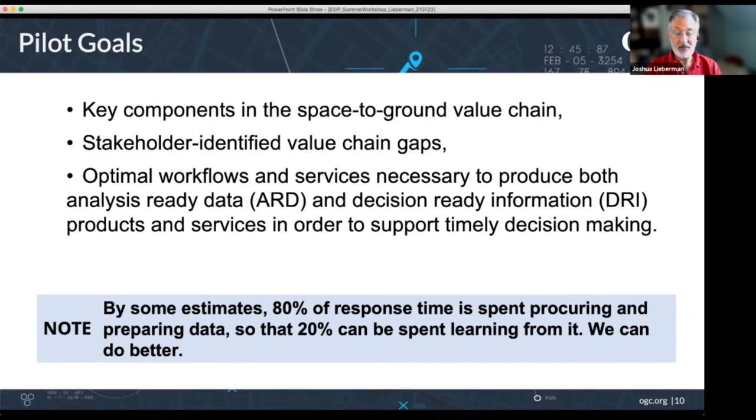Now, by some estimates, in many of these disaster and emergency response situations, 80% of the time is spent finding the data, wrangling it, preparing it, cleaning it, getting it into a condition where it can be integrated with other data. And then you spend 20% of the time actually getting some benefit out of that data. And so the key pilot goal is to do better, to ideally switch that proportion, spend only 20% of the time wrangling data so that we can spend the majority of that time actually benefiting from it. And so that involves these improved workflows and services.